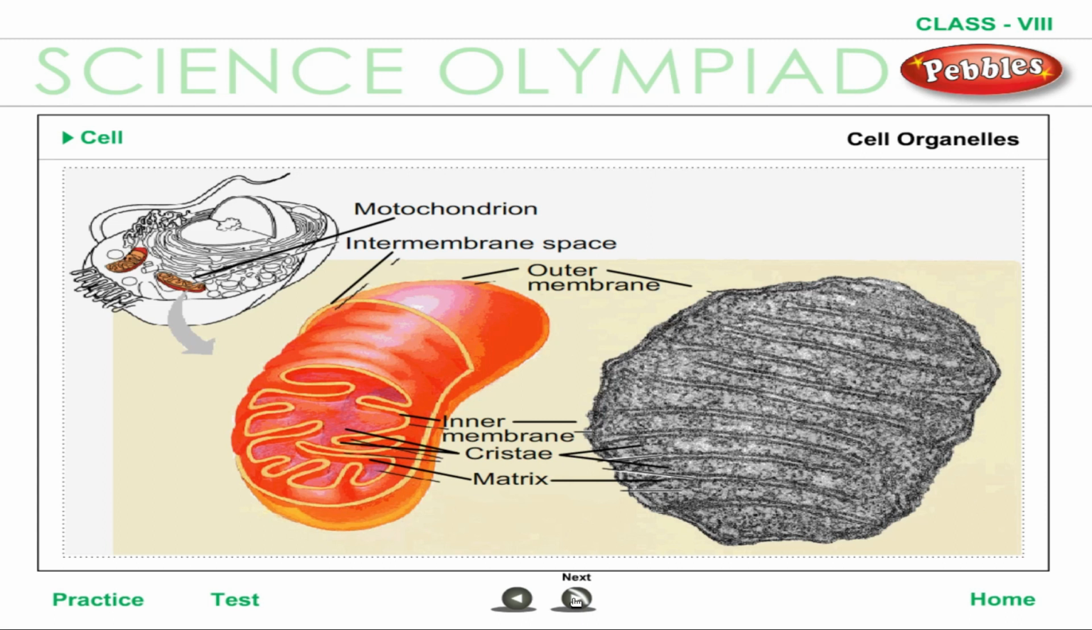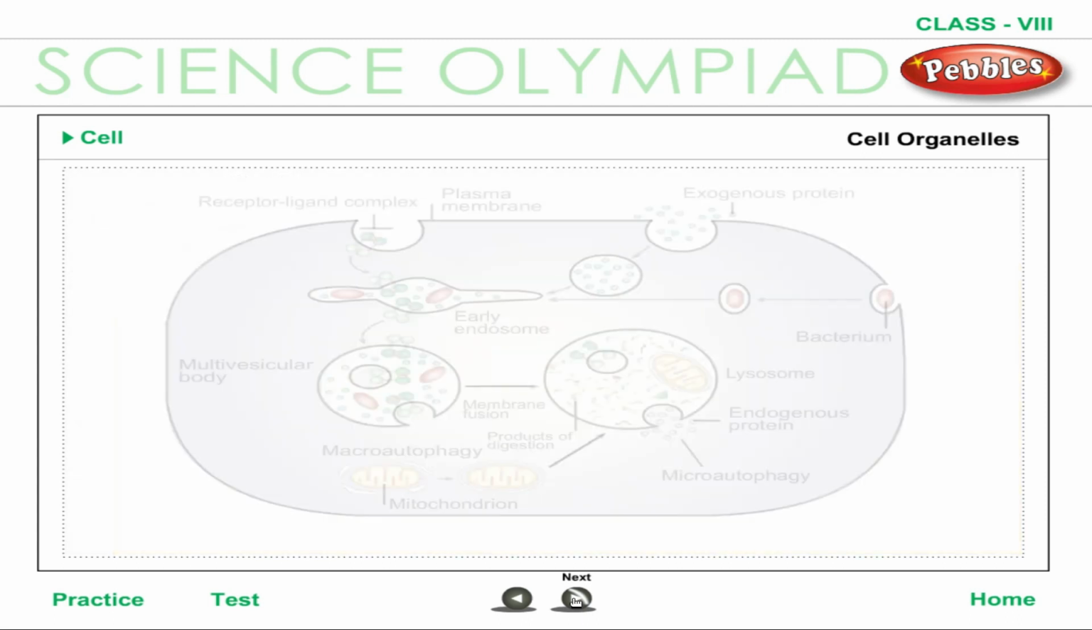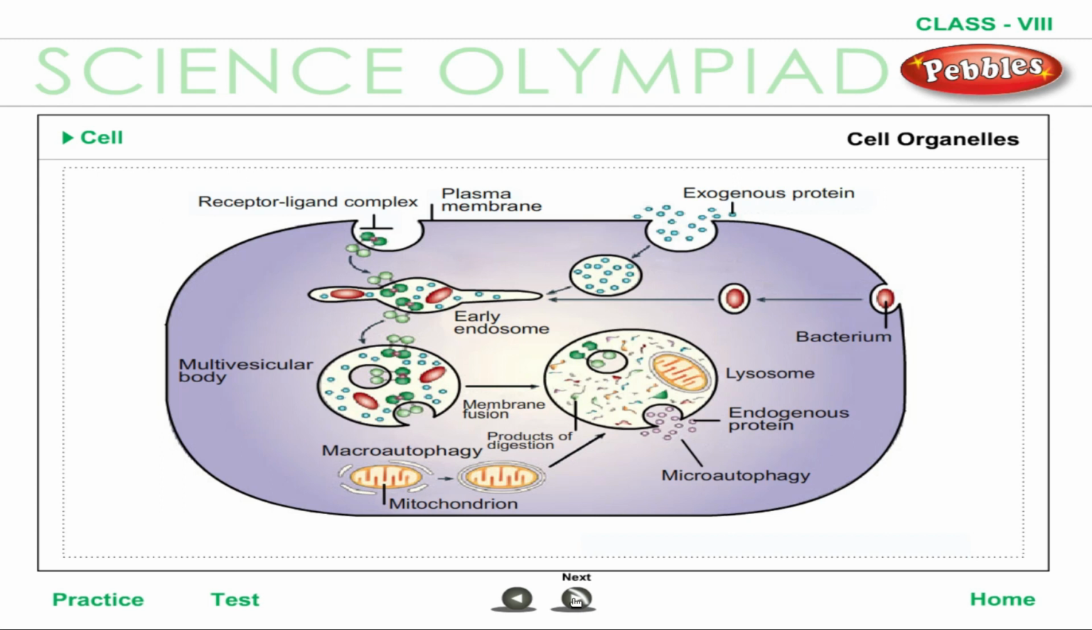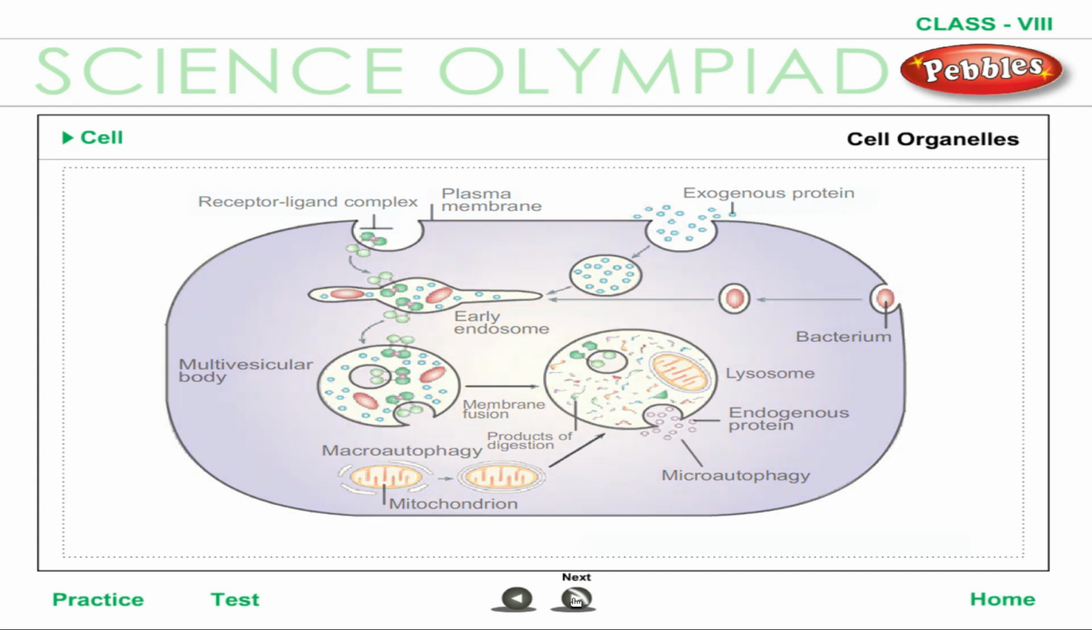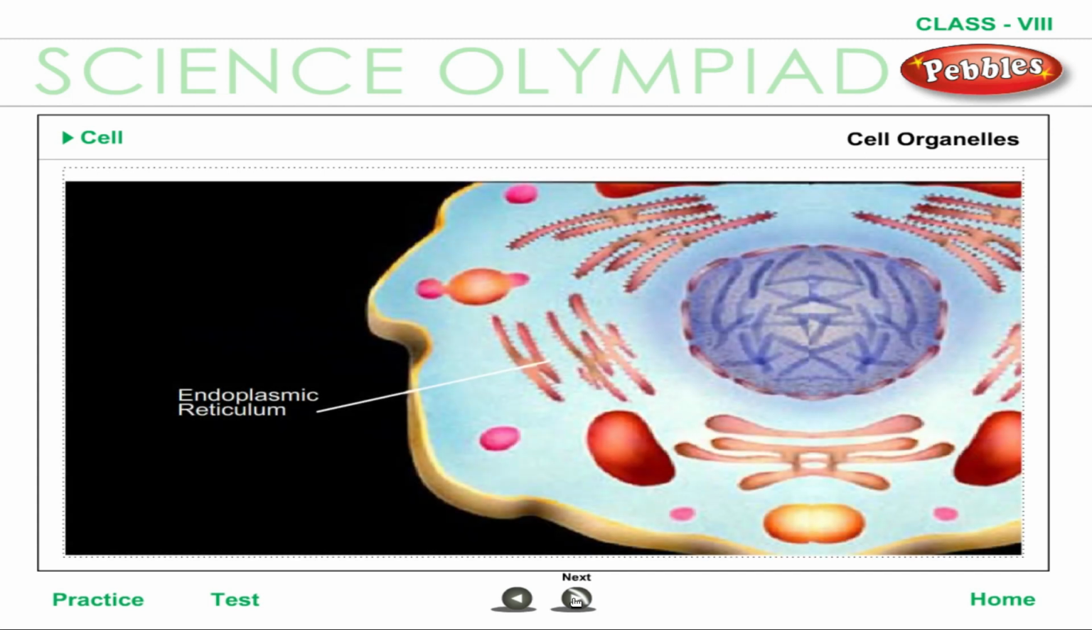Mitochondria are tiny, spherical or rod-like bodies. They act as sites of energy production and are therefore called the powerhouses of the cell. Vacuoles are fluid-filled spaces enclosed in a membrane. They store excess water, useful minerals, pigments, and many other substances. Endoplasmic reticulum is a network of tubules and channels. It is involved in the synthesis, storage, and transport of cell products.